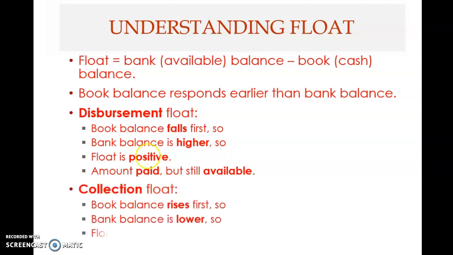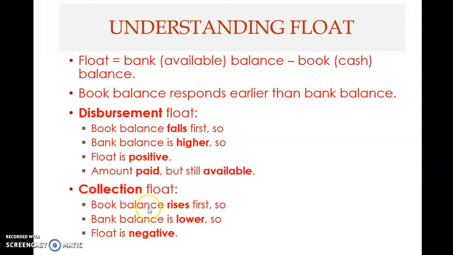Now let's look at collection float. It's diagrammatically the opposite of the disbursement float. In the collection float, the book balance rises first. It's always the book balance, or the cash balance, that responds first. The book balance rises first because in collection, you receive the check. You don't make the check payment; you receive check payment from your customers. So the book balance goes up first, but the bank balance would be lower because that has not been reflected in the bank balance. Therefore, the float will be negative.